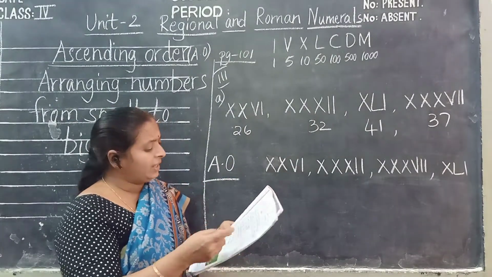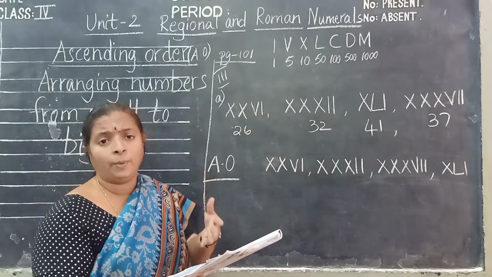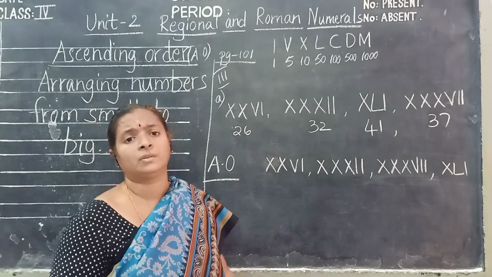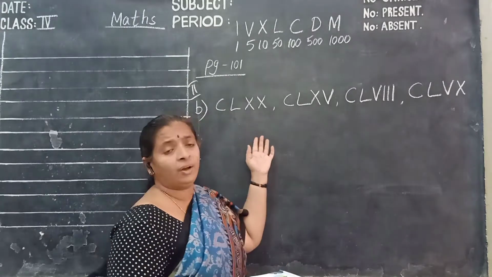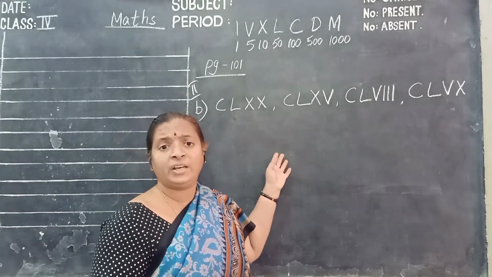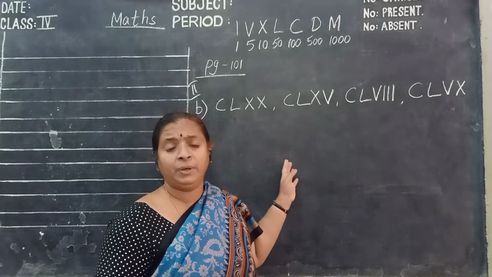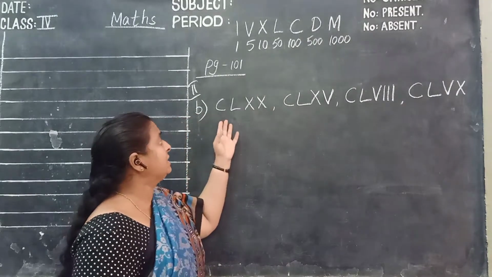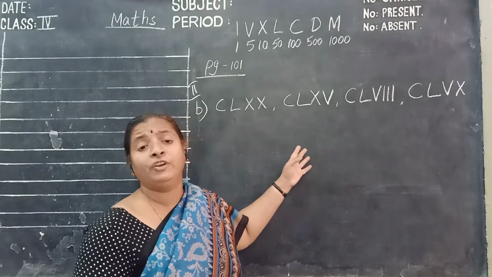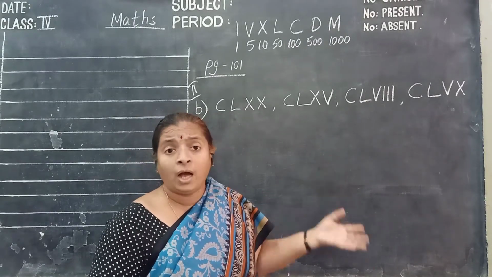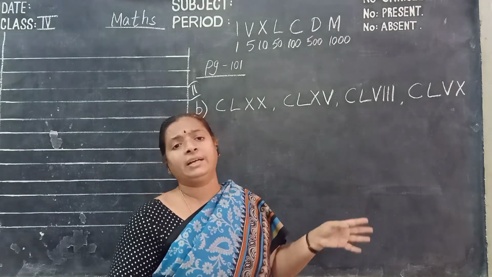See children, these sums are in the textbook. You copy them in notes, children. Children, first time you have listened to A, we completed A. So now this one, B sum, children. See children, what have they given? CLXX. These are all Roman numerals they have given. We should arrange them in ascending order. How will we get clarity? If we change them into Hindu-Arabic numerals, then we will get clarity, children.